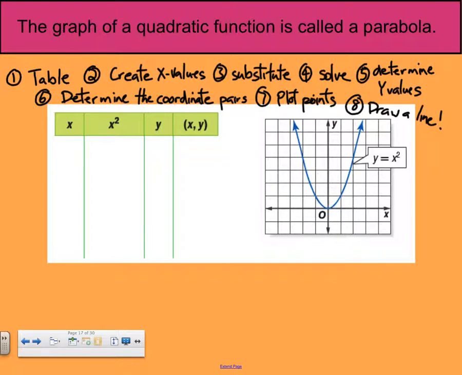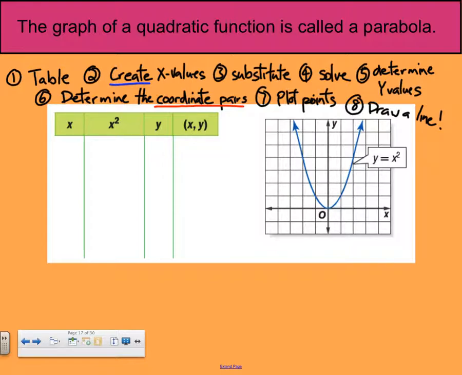We're going to make a table because we need to have coordinate pairs in order to make a graph. We need coordinate pairs so that we can put them on a coordinate grid and draw a line. So in order to do that, we're going to make a table. We have got to create our own x values. We decide what those are going to be. And that's the hardest thing for a lot of the students. Then we're going to substitute those x values into the equation, solve the equation, determine what the y value would be, then determine the coordinate pair, plot that point or the pair, and then draw a line.